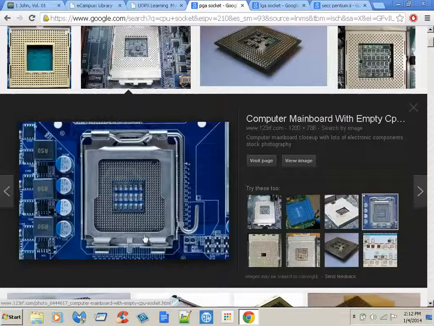And so that's all they had for CPU sockets and the information for that.